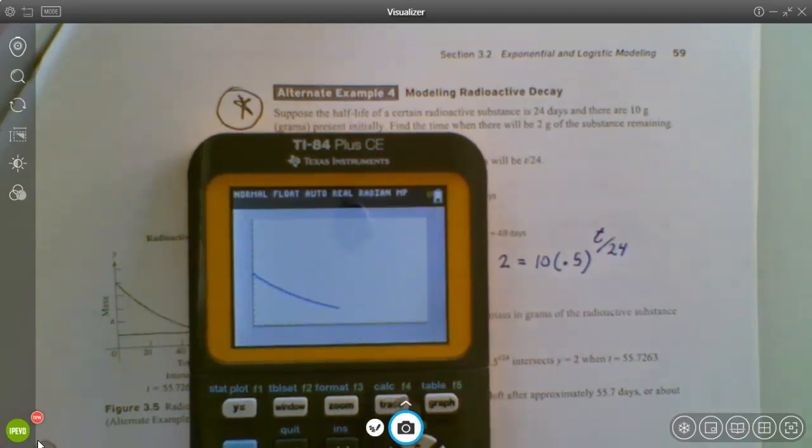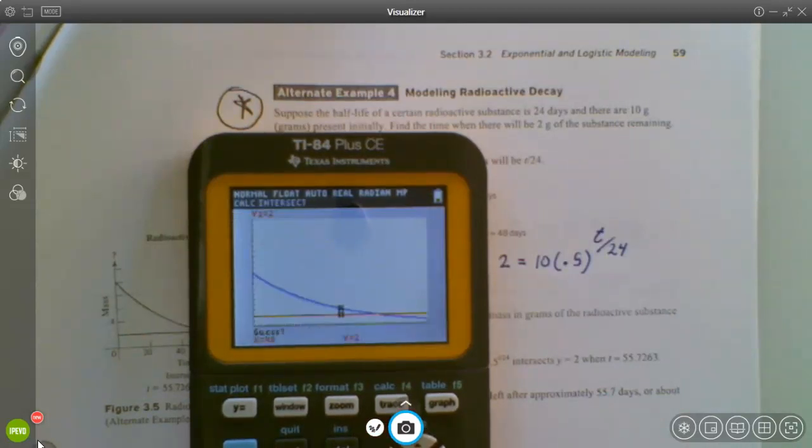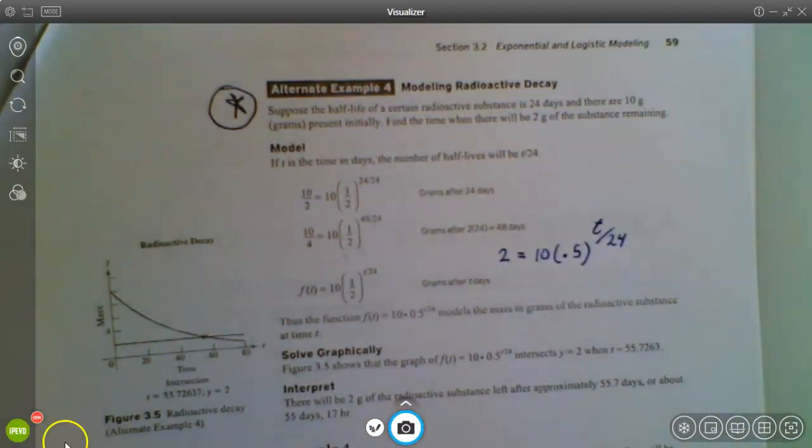So there comes our decay graph. And here comes the y equals 2. And all I'm looking for is where those two guys intersect. So go to Calc, go to Intersect, hit Enter, Enter, Enter. And so at about 55.7 days is when my 10 grams becomes 2 grams. So those are your half-life problems. And that is it for this section.